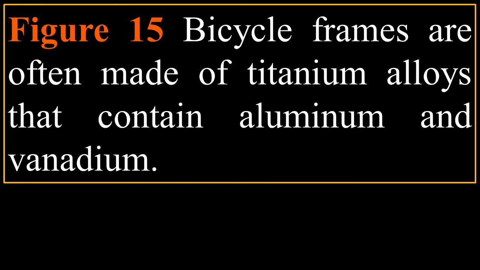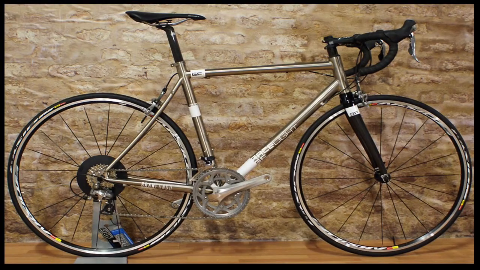Figure 15, bicycle frames are often made of titanium alloys that contain aluminum and vanadium. So titanium can also include aluminum and vanadium. Each of these metals contributes to the alloy in specific ways. The study of alloys, metallurgy, is a very complicated field and a very fascinating one. Here's a bicycle that's composed of a titanium alloy, again, which contains aluminum and vanadium.